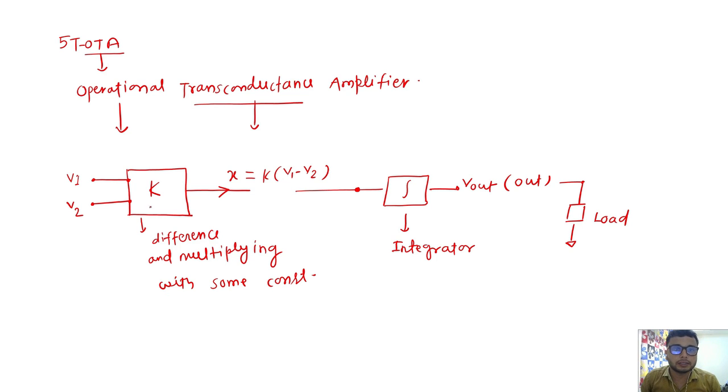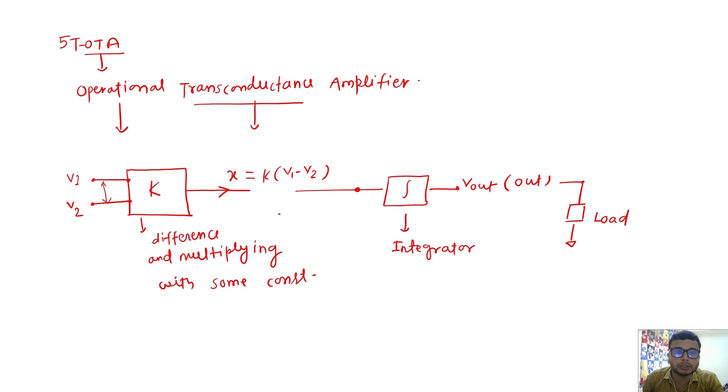Generally, we can say this block indicated by K is nothing but a GM block. GM block means that if we take the difference of two voltage quantities and this is a GM block, then we will get a current. This X is nothing but a current, which is GM times the difference voltage, meaning V1 minus V2. So this block is converting the difference of voltage into current. The output is current and the input is a voltage difference. This is the transconductance nature of the block, and that's why it's called the transconductance amplifier.